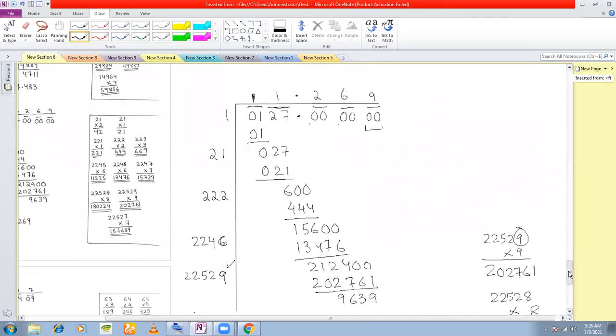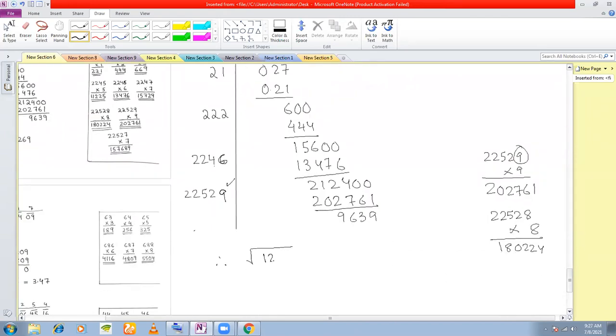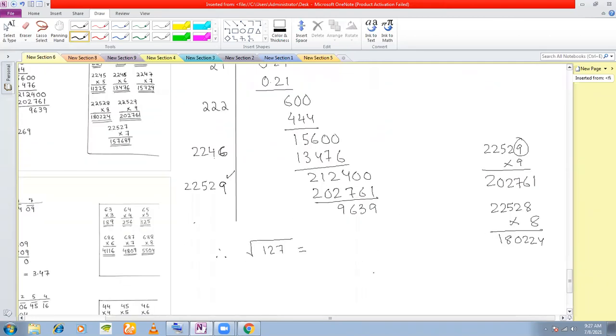Square root of 127 is equal to 11.269, and you insert a plus or minus sign. So that is up to 3 places of decimal. Fine. Any questions?